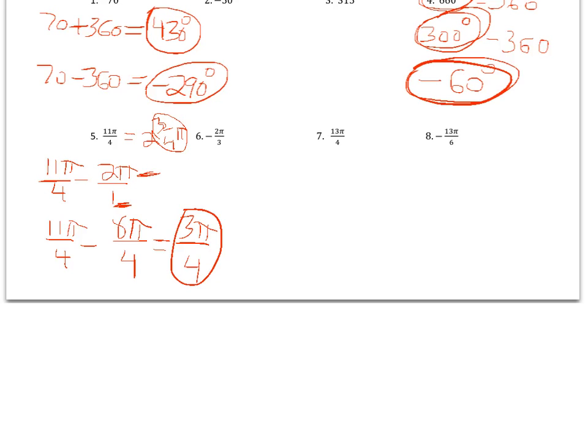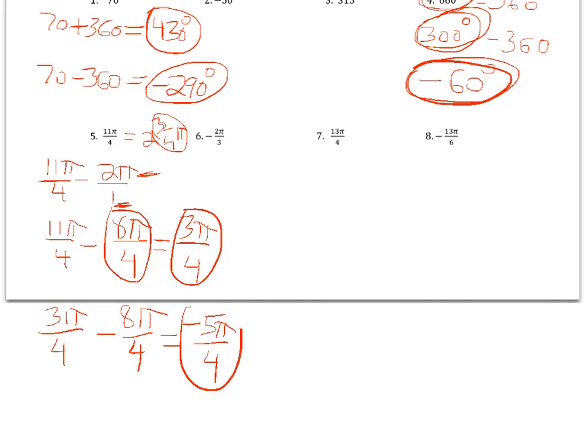Now, if you want to get a negative radian measure, I just keep subtracting. Just like I kept subtracting 360, I'm going to keep subtracting 2 pi until I get a negative answer. So I'm going to work with this 3 pi over 4. I'm going to subtract another 2 pi, and I already know that 2 pi is the same as 8 pi over 4. So if I subtract 8 pi over 4, I get negative 5 pi over 4. So here it is. If I circle all these, 11 pi over 4, 3 pi over 4, negative 5 pi over 4, they're all different, but they're all at the same point in the unit circle.